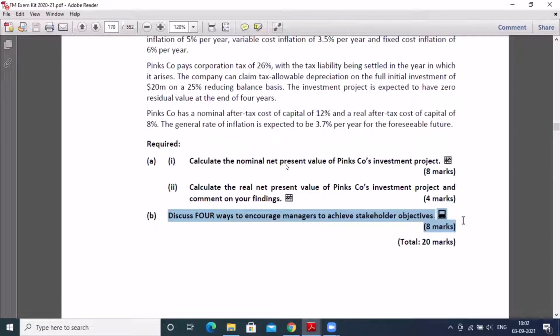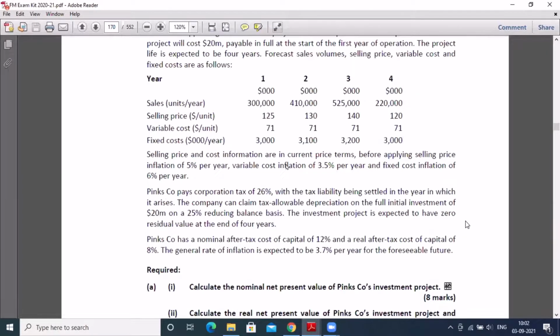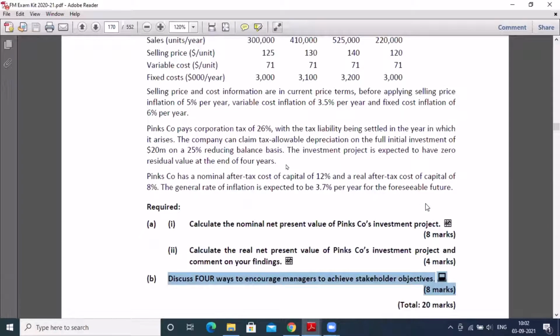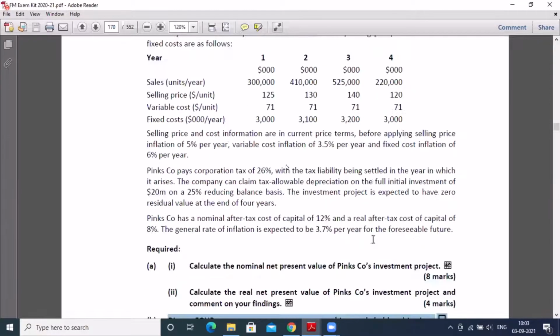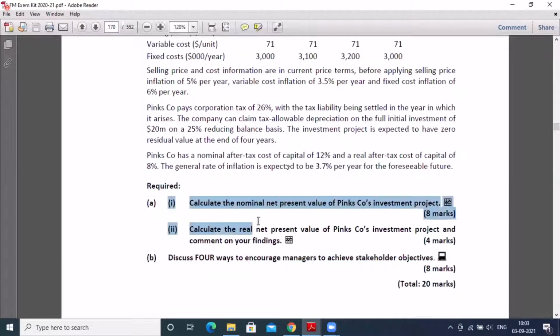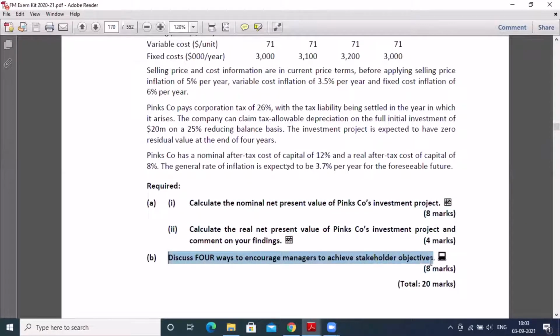That is, discuss 4 ways to encourage managers to achieve stakeholders' objectives. Because they asked us to calculate the net present value also, anyway that is there in your next concept. But from this chapter's perspective, do remember one point, especially section C. The case will be a blend of different chapters. It is very difficult to get a complete 20-marks case from a single chapter. So here you can see that it includes investment appraisal and our first chapter, that is, the objectives of a finance manager.